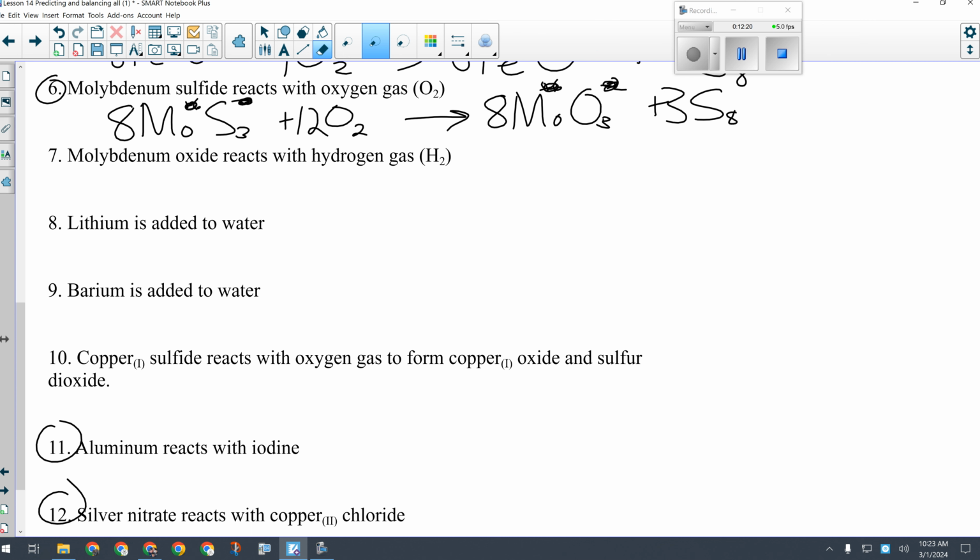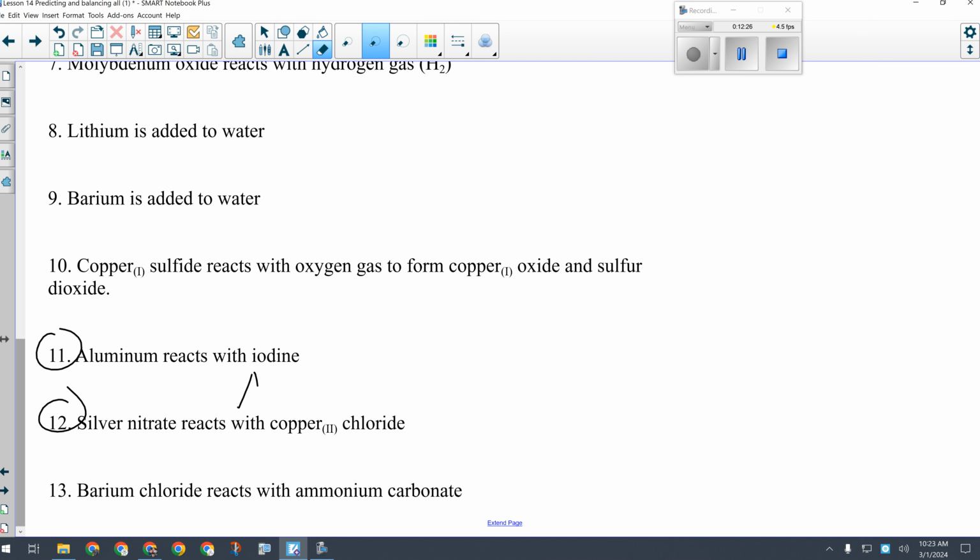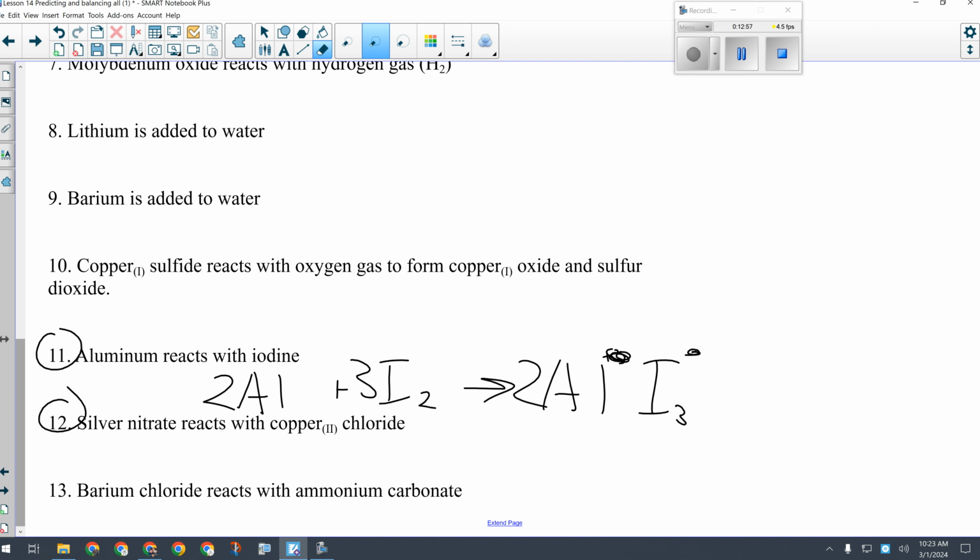Okay, sometimes that happens. All right, number 11, aluminum reacts with iodine. Okay, Al, special or not? Not. Reacts with iodine, special or not? Special. Okay, what kind of reaction is that? Synthesis. Okay, so aluminum is a +3. Iodine is a -1. AlI3 would be what we're looking at there. And then I've got to balance it. 3 is the biggest number. It's 2 over here, so 3 and 2 and 2 should make that one work.